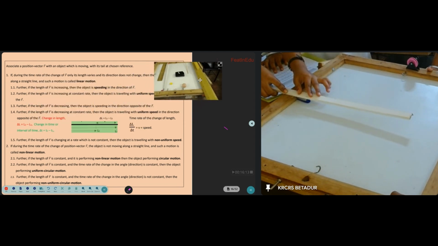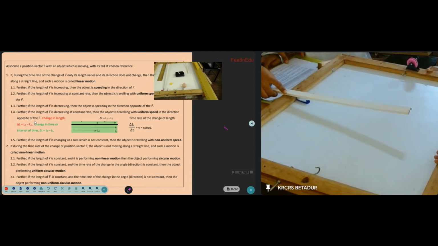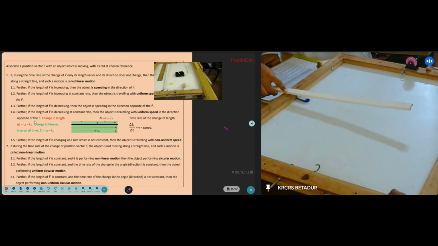No. You try to understand this. See, in 1.4, R bar is decreasing at constant rate, then the object is traveling with uniform speed in the direction opposite to R bar. Did you understand that sentence?